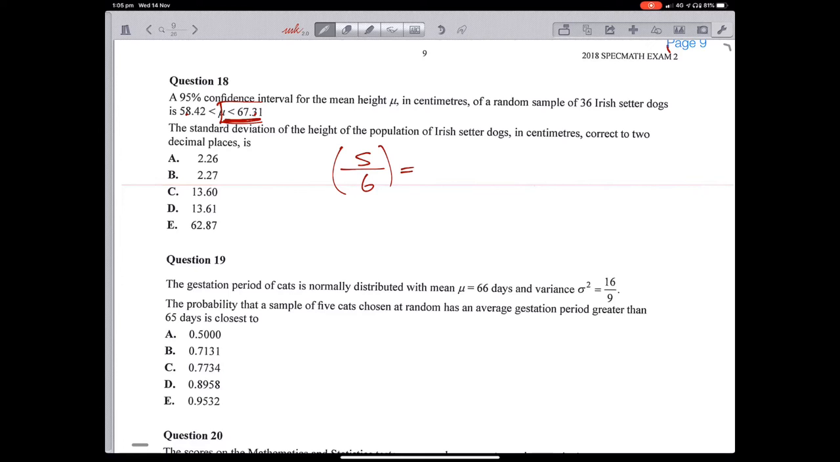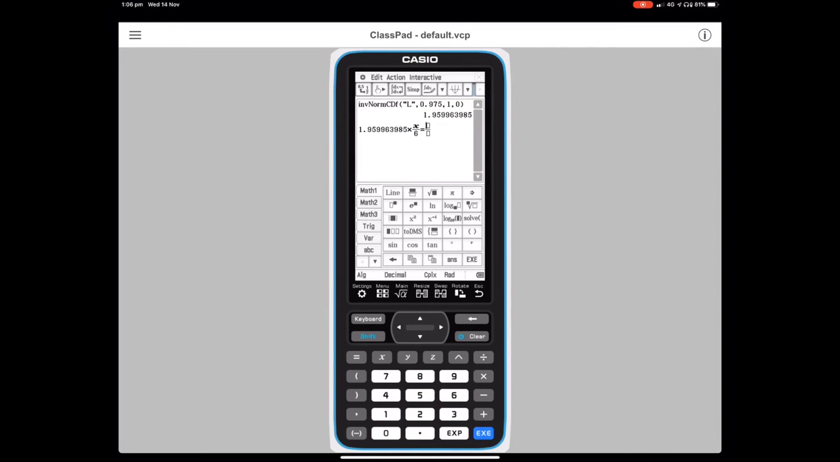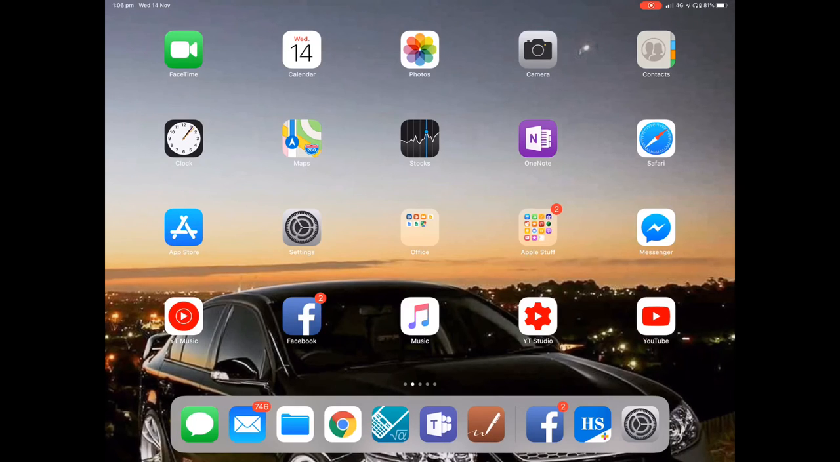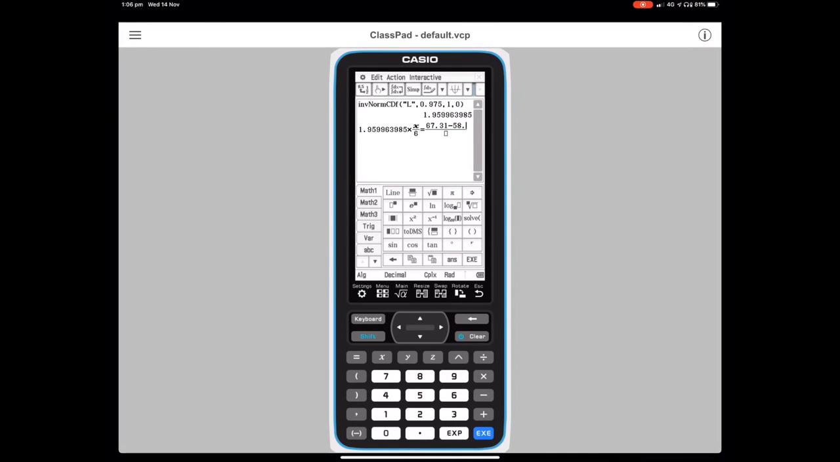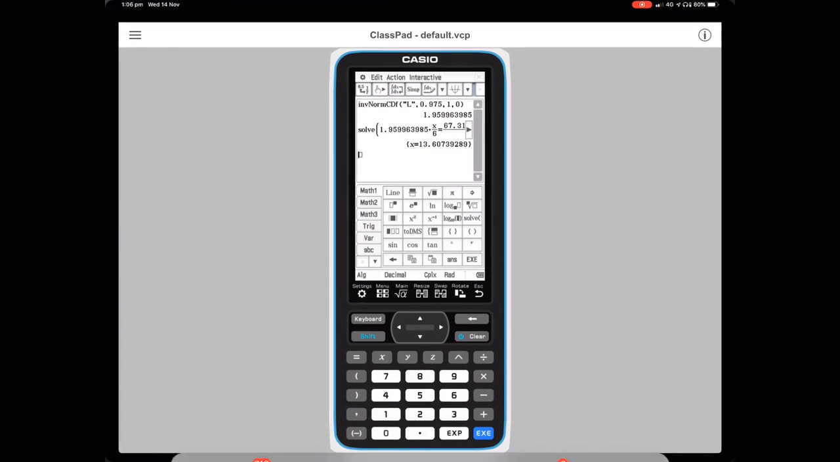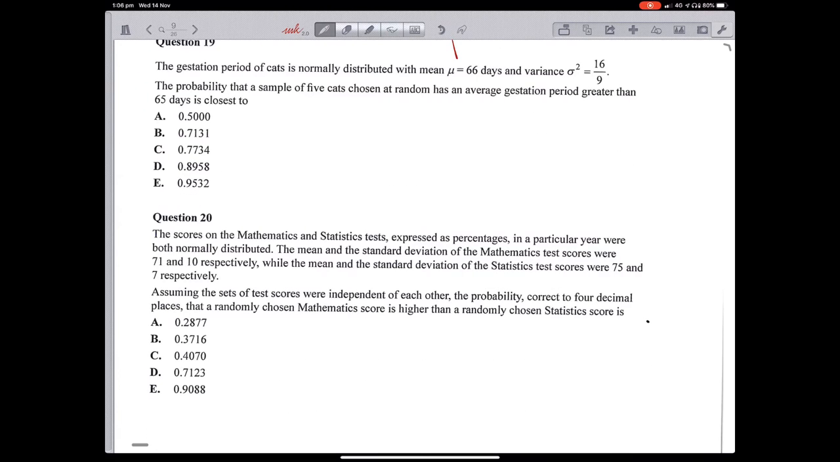So 67.31 minus 48.2 on 58 equals 67.31 minus 58.42 on 2. Solve for x, 13.61. Check, 13.61. I'm glad we used the accuracy of 1.96. Okay, the gestation period of cats is normally distributed with a mean of 66 and a variance of that.